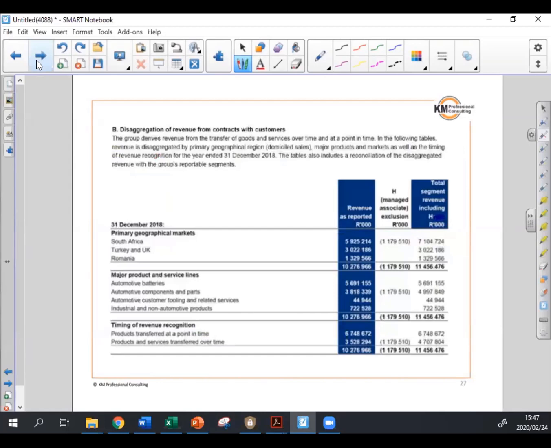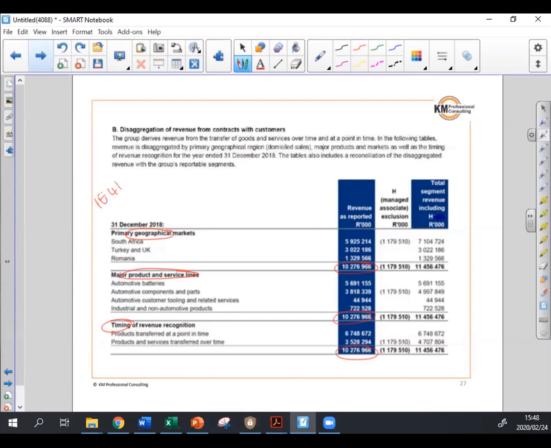The following one, just a smaller extract. This one here addresses geography, major product, service, and timing. This here is very much what we see in illustrative example 41. It ties up to the revenue as reported. No doubt you would have seen, if you were looking at this sample entity's financials, 10.2 million recognized on the face. And then the managed associate being excluded specifically for that purpose.